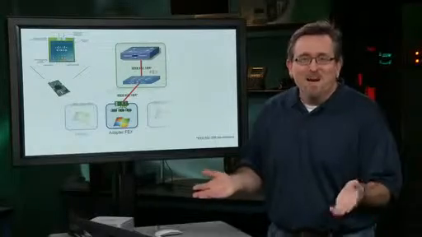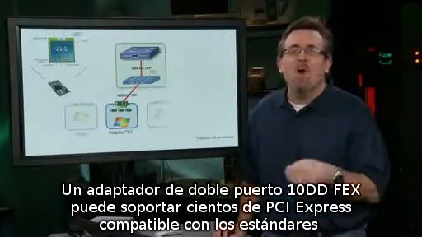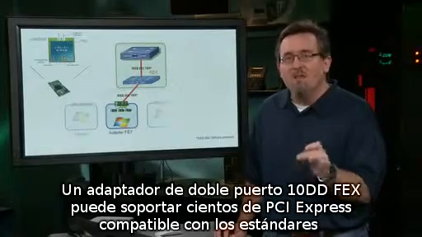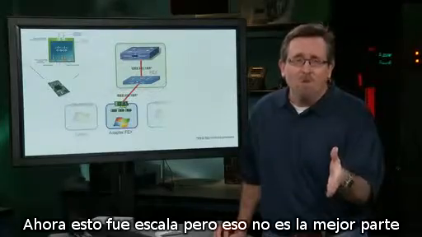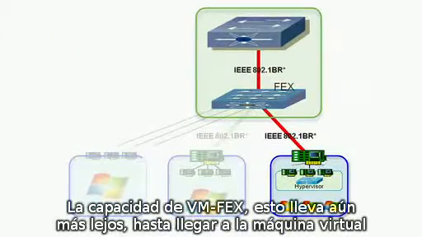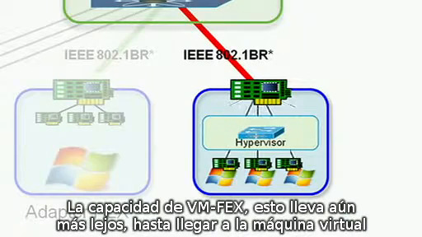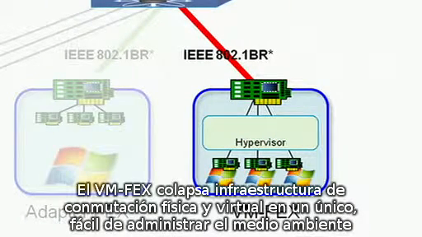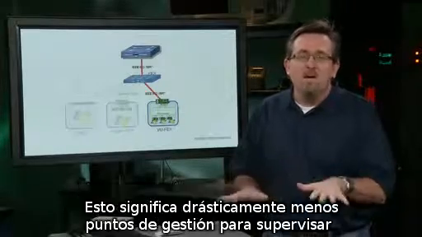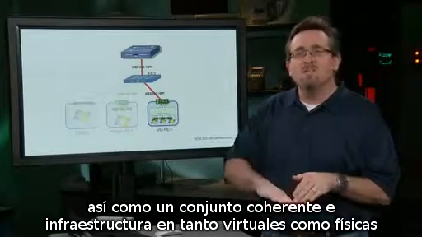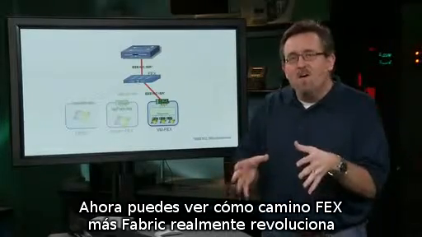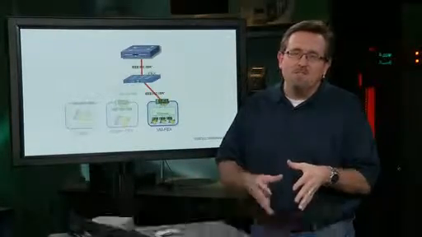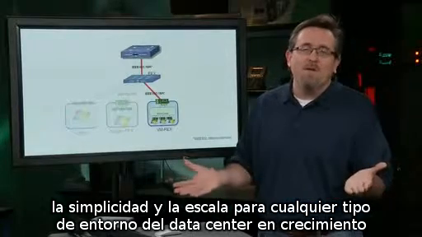Is that not cool? A dual-port 10 gig Adapter FEX can support hundreds of PCI Express standards-compliant virtual interfaces that can be configured now by the server administrator. Now that is scale, but that's not even the best part. VM-FEX capability takes it even further, all the way to the virtual machine itself. VM-FEX collapses virtual and physical switching infrastructure into a single, easy-to-manage environment. This means drastically fewer management points to monitor, as well as a consistent feature set and infrastructure on both virtual and physical. So now you can see how FEX plus FabricPath really revolutionizes simplicity and scale for any kind of growing data center environment.